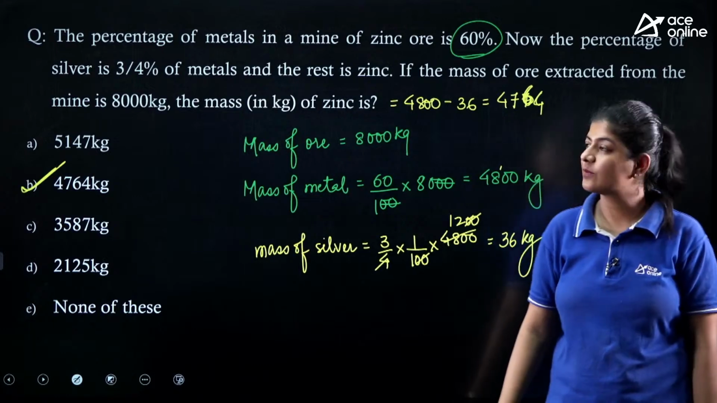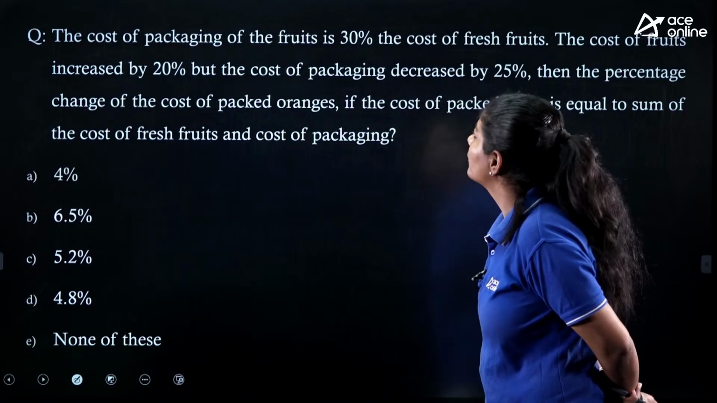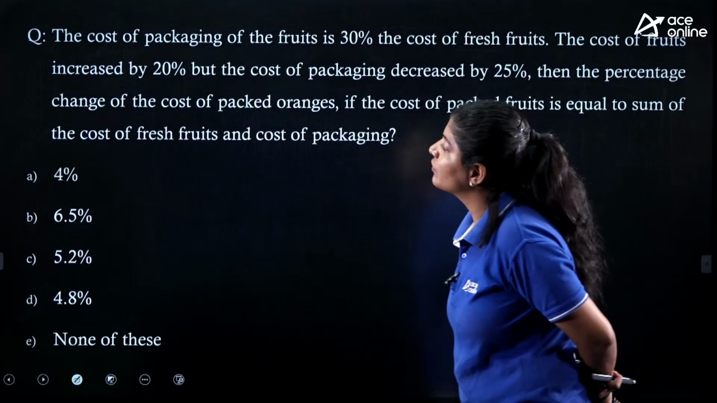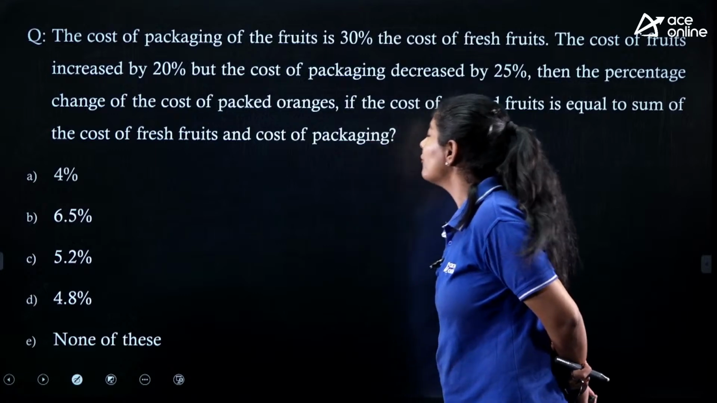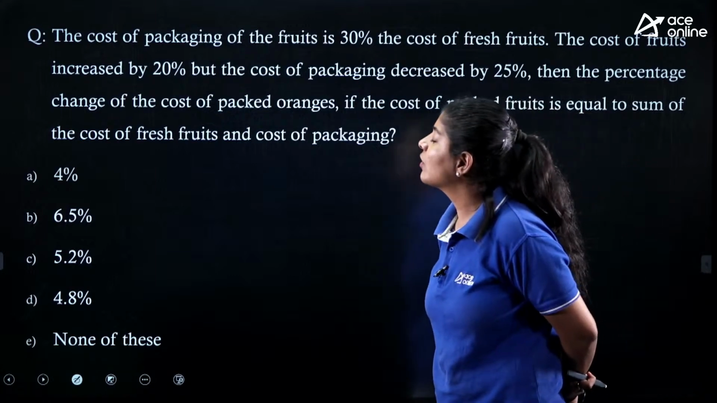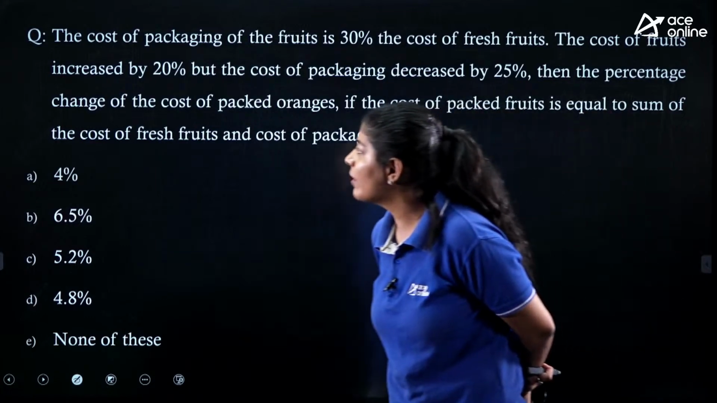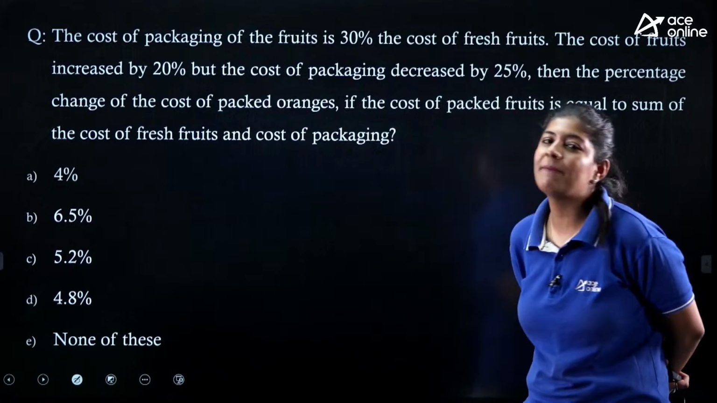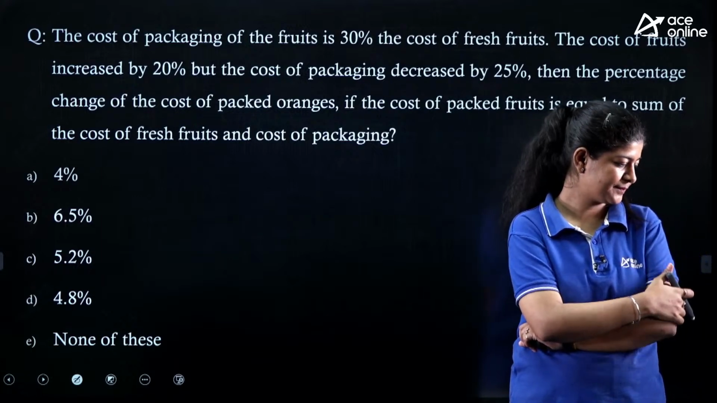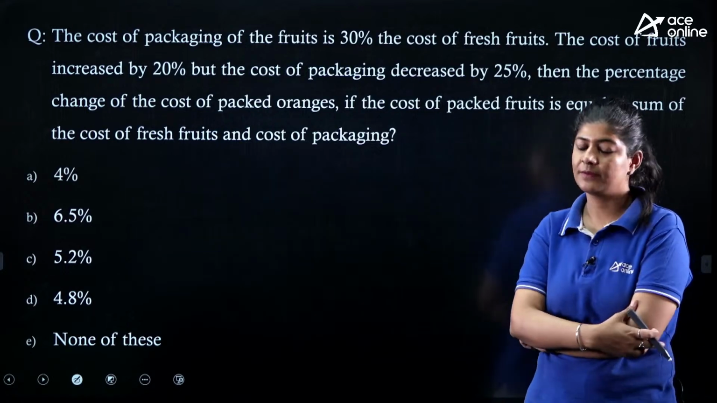Right? The next one. The next question says that the cost of packaging of the fruits is 30% of the cost of fresh fruits. The cost of fresh fruits increased by 20%, but the cost of packaging is decreased by 25%. Then what is the percentage change of the cost of packed oranges, if the cost of packed fruit is equal to the sum of the cost of fresh fruits and the cost of packaging? Very good, Mark. Very good, Rakesh, Shweta.